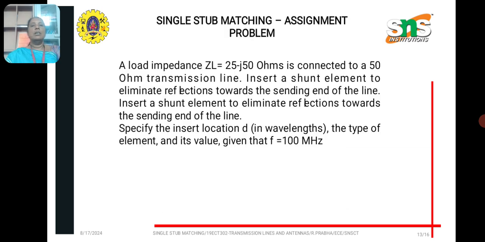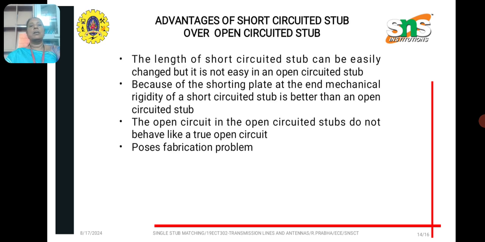Now consider another problem: the load impedance ZL is 25 minus j50 ohms, connected to a 50 ohm transmission line. Here we have to insert a shunt element to eliminate reflections towards the load from the sending end of the line. We have to get the d value, and the frequency is 100 megahertz.